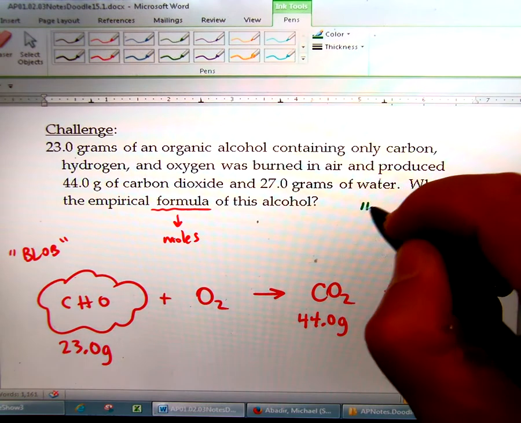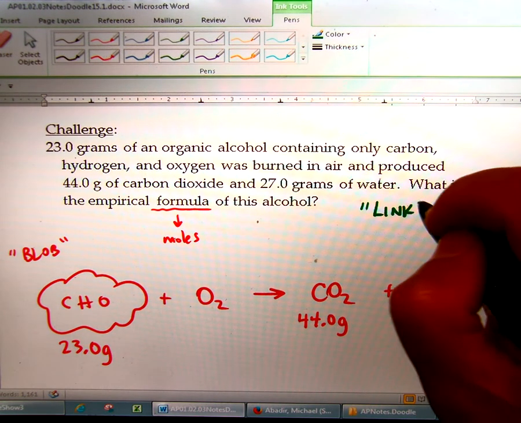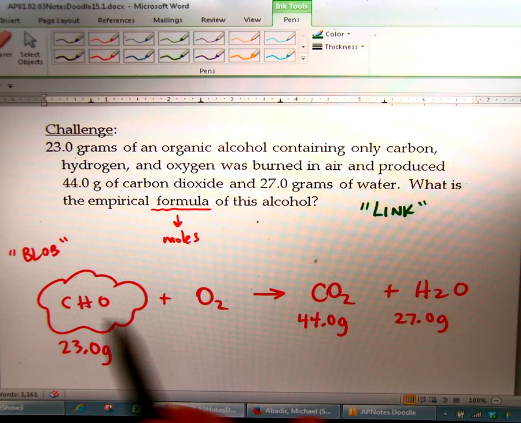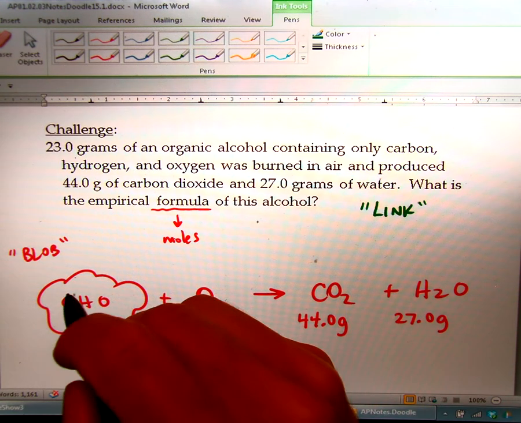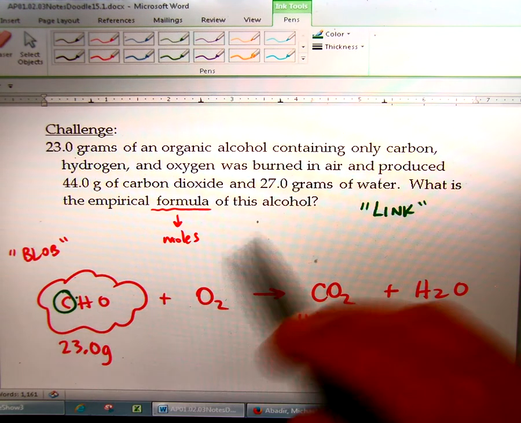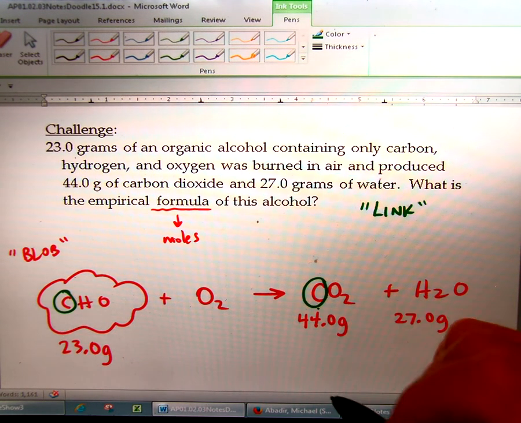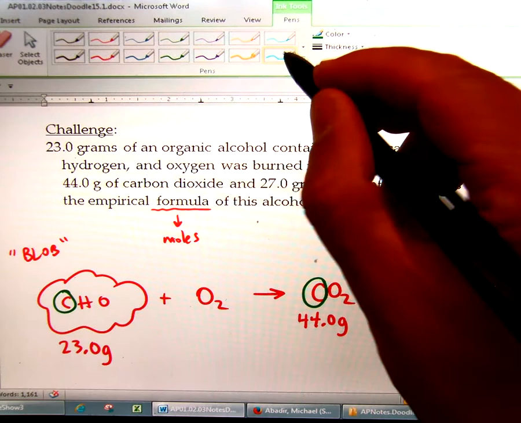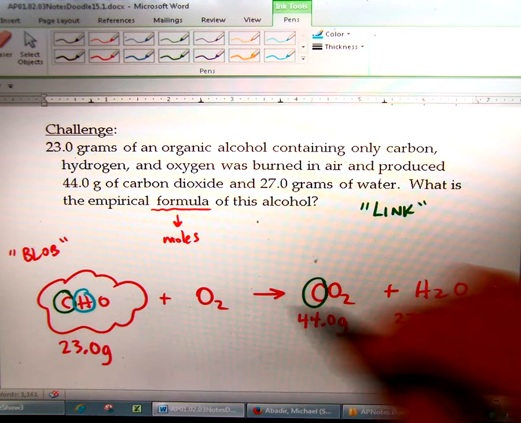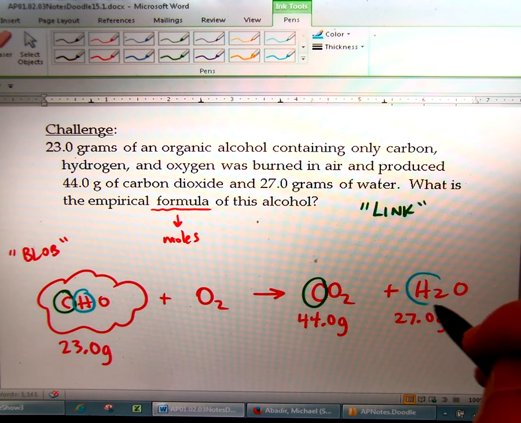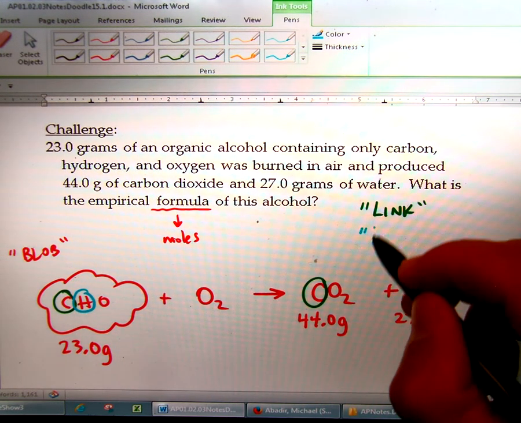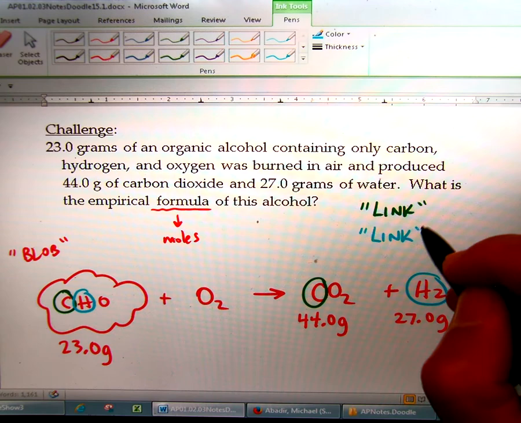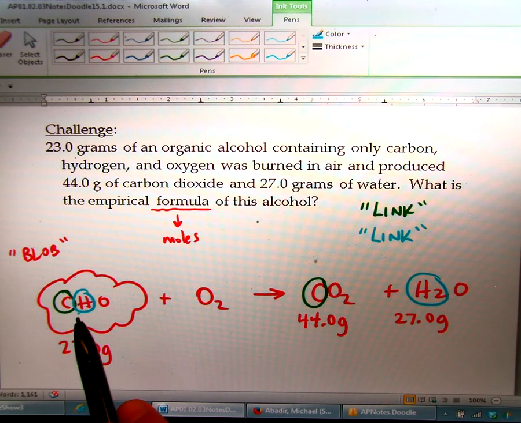The link is going to help you from the reactant to the product because all of the carbon here had to become all the carbon here. And you have another link that all of the hydrogen here had to become all of the hydrogen here. So you have two links in this problem from the reactants to the products.